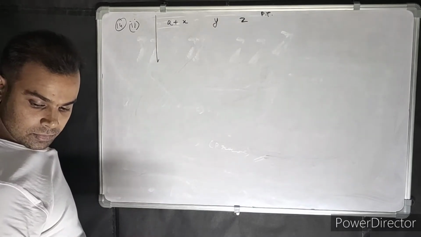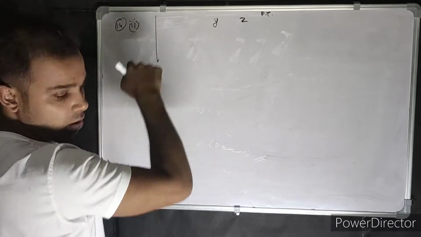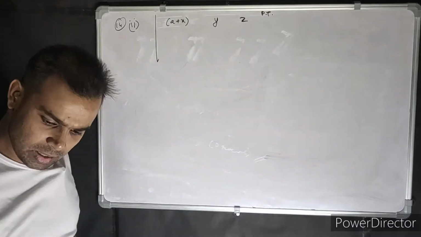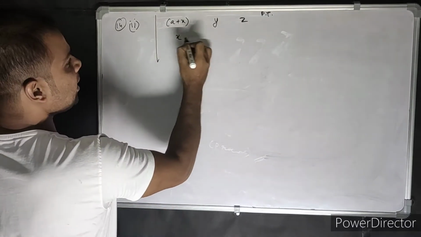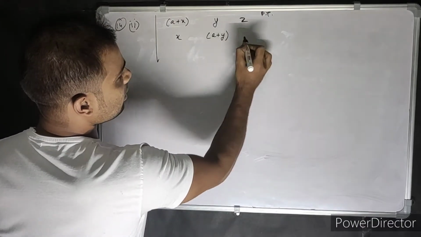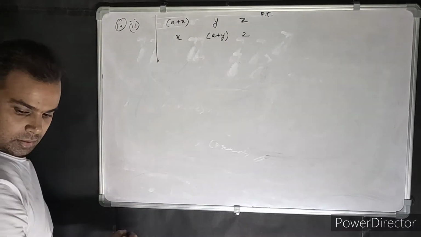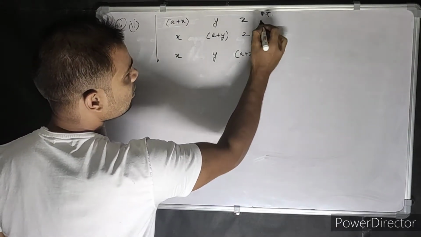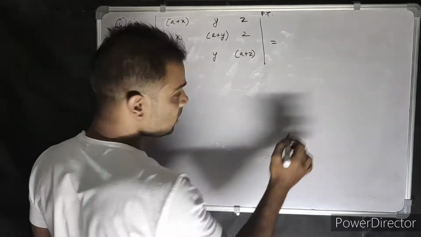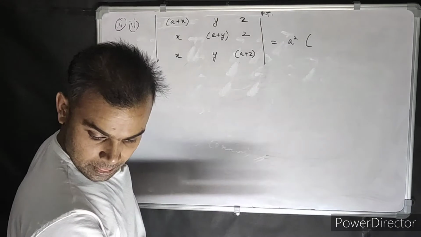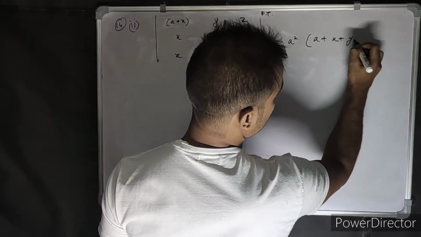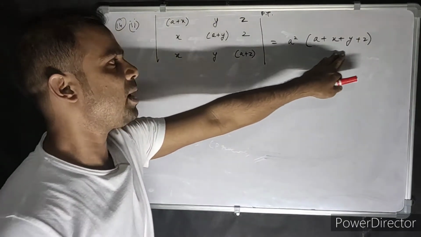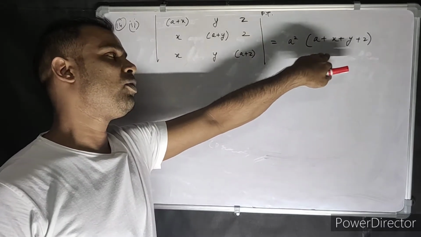Copied wrong. Yes, a plus x, then x, a plus y, and obviously z over here. Then x, y, and a plus z. This you are supposed to prove is equal to a square times a plus x plus y plus z. Look at this. Look at your right hand side. Every time you have to keep looking at your right hand side before proving.